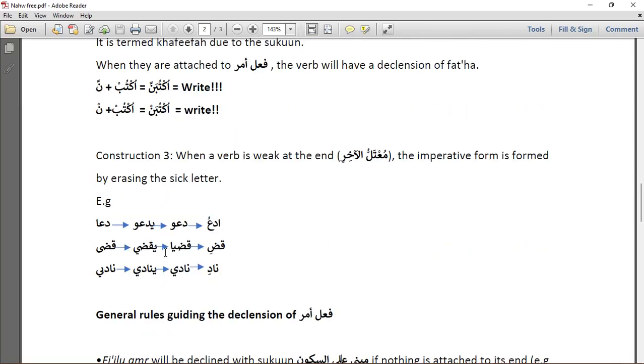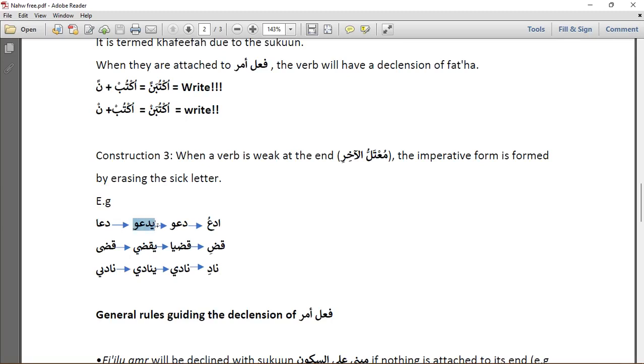The third one is when we have a weak letter at the end of the imperative verb. So how are we going to form our imperative verb? From da'a, this alif here in da'a is a weak letter. So when we take it to mudari, it becomes yad'u. You know, normally we are supposed to remove doma from a singular verb, because yad'u here is a singular verb, singular for third person, male.